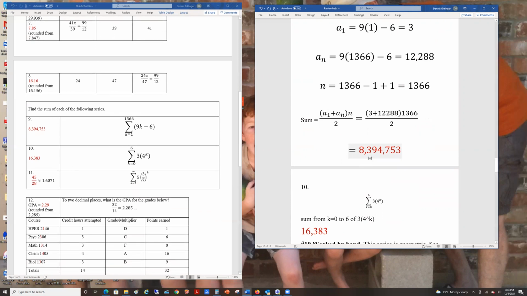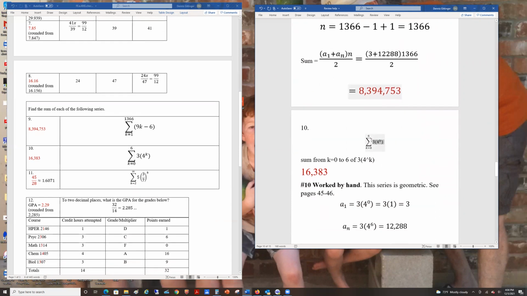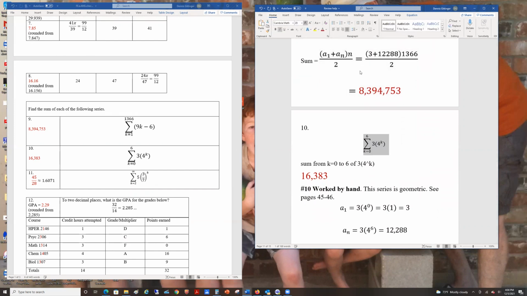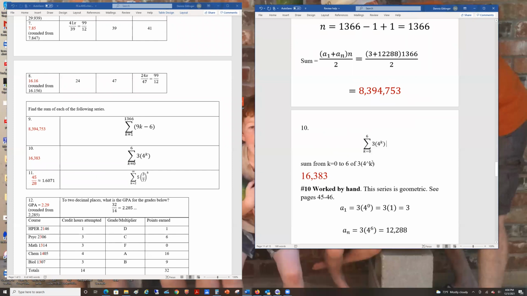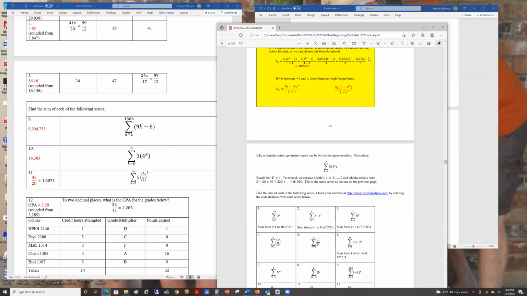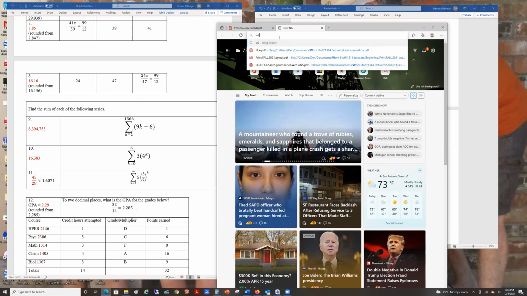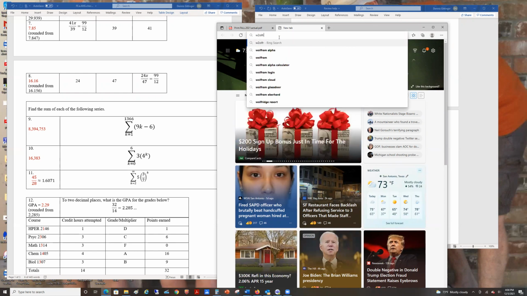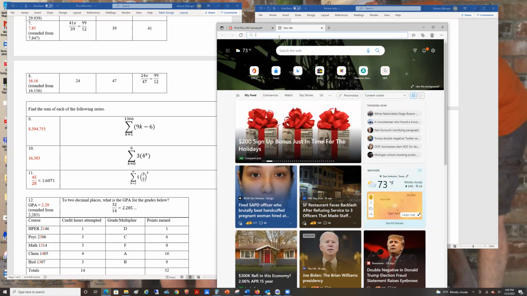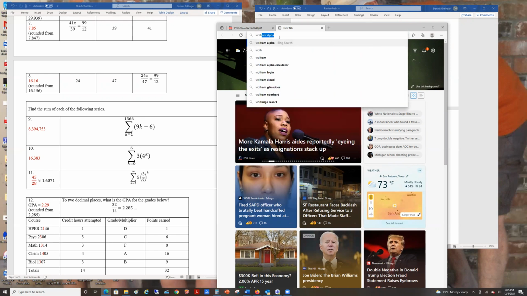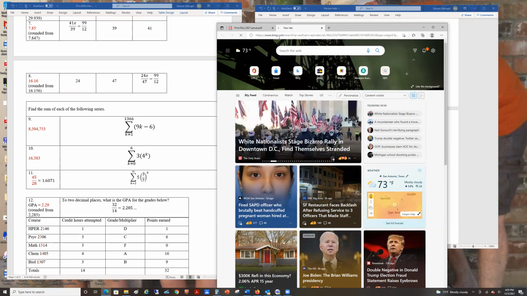Okay, cool. Number 10. This series is geometric. Let me make it a little bigger so you can see it. Now, I would use Wolfram Alpha. Copy that over. I'm kind of glad I did that because this is how easy it is to go to Wolfram Alpha.